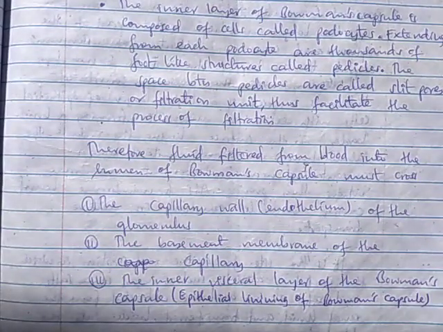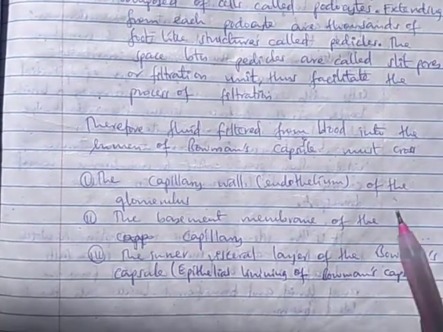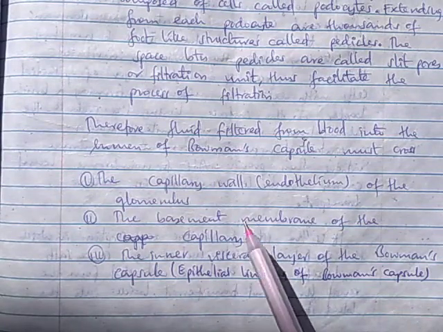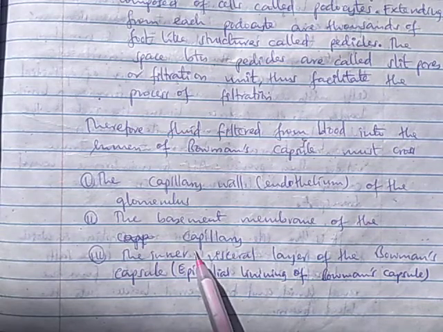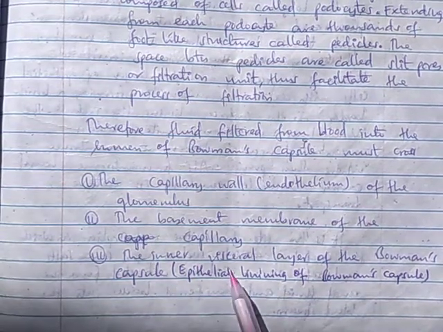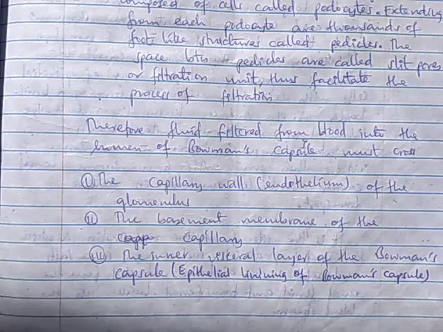Therefore, fluid filtered from blood into the lumen of Bowman's capsule must cross in a close layer tatu. 1. Capillary wall au naita endothelium of the glomerulus. 2. The basement membrane of the capillary. Na 3. The inner visceral layer of the Bowman's capsule au the epithelial lining of the Bowman's capsule.